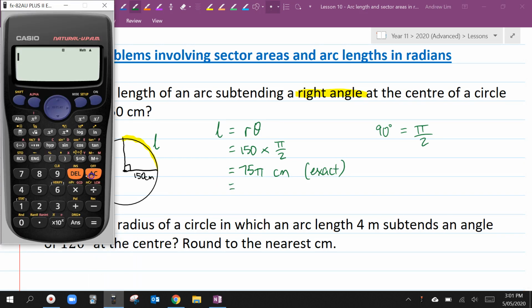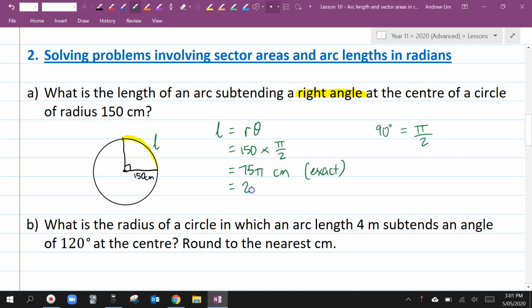put that in our calculator. We can do 150 times pi on 2, which is 235.6. And that's to 1 dp.